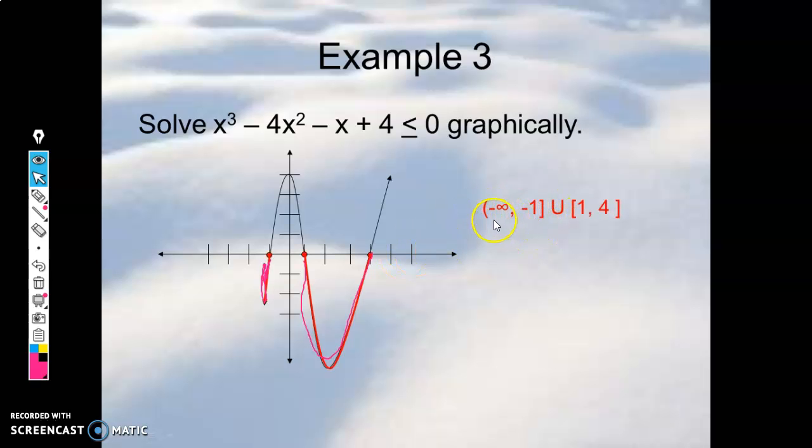Okay, so like I said, we're using brackets. So this first interval is there, union 1 to 4. Okay, and we'd have that in brackets because when it's less than or equal to 0, we show that we include it by using brackets.